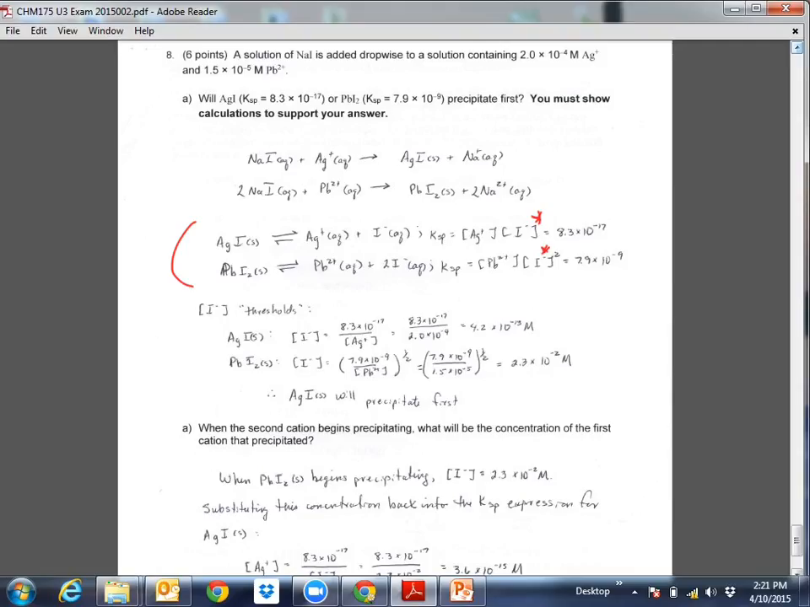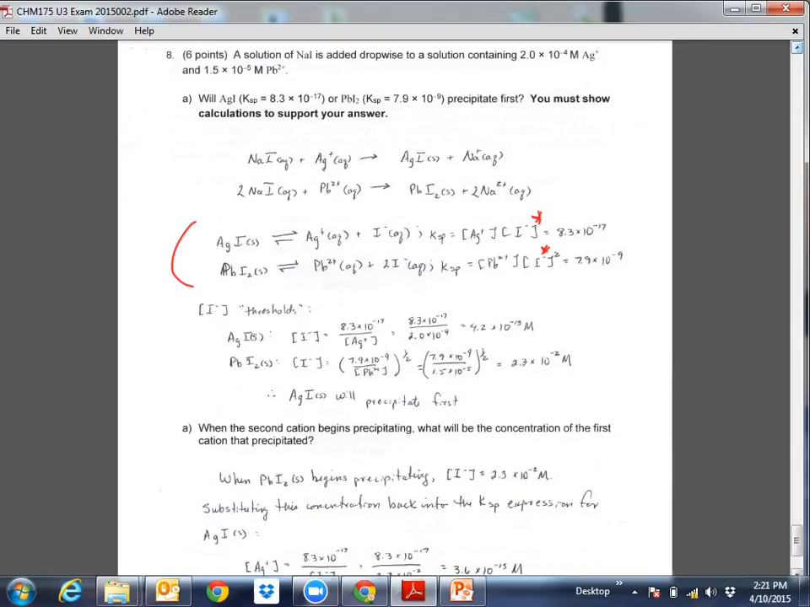What was the threshold to get silver iodide? 4.2 times 10 to the negative 13th. What was the threshold to get lead 2 iodide? 2.3 times 10 to the negative 2nd. And so as you can see, the silver iodide doesn't take much iodide to go ahead and precipitate out. So it's going to come out first. Then, I got 2 A's, don't I?